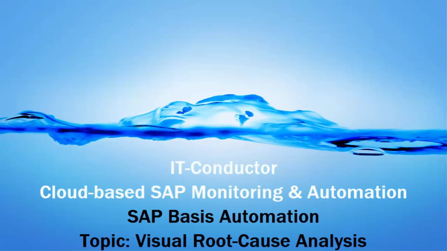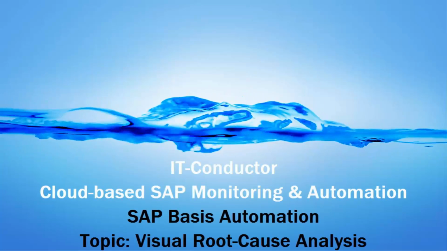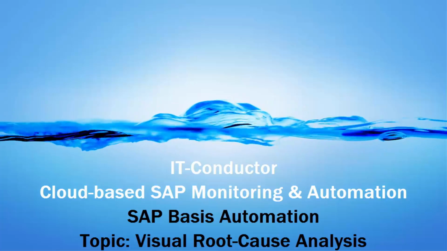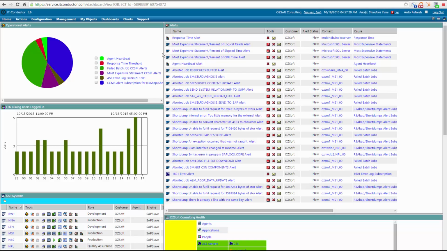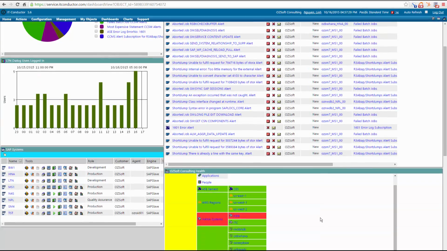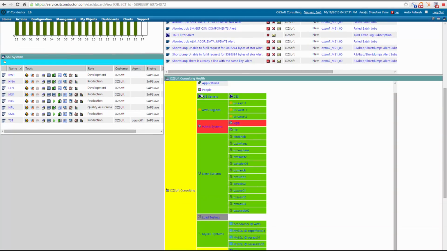Hi, this is IT-Conductor, and today we visit another SAP basis automation topic for visual root cause analysis. This is an important topic in order to see from a health monitoring status how to deep dive and do root cause analysis. Visually, from the dashboard here, we can see our operational alerts, our various alert console, and overall status health of the systems that we are monitoring.